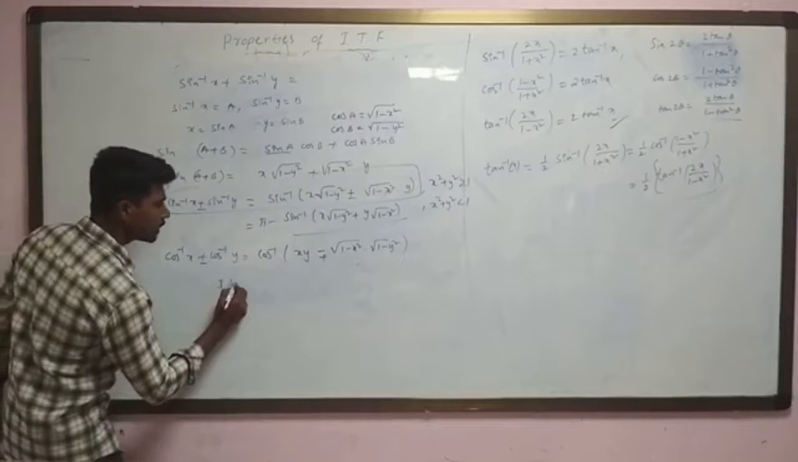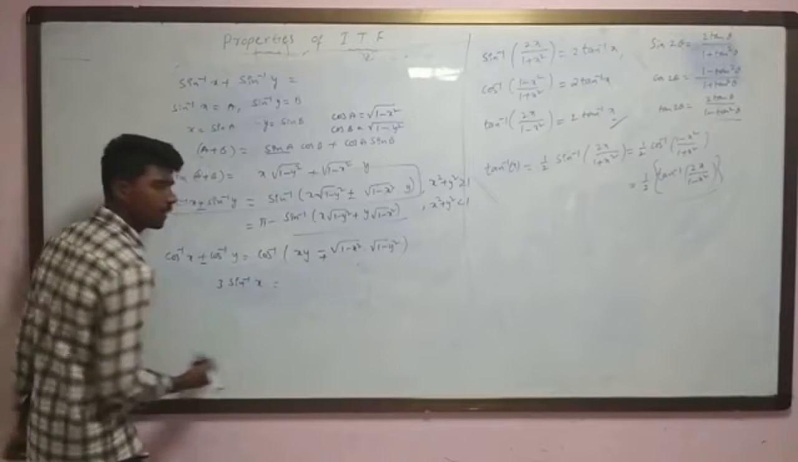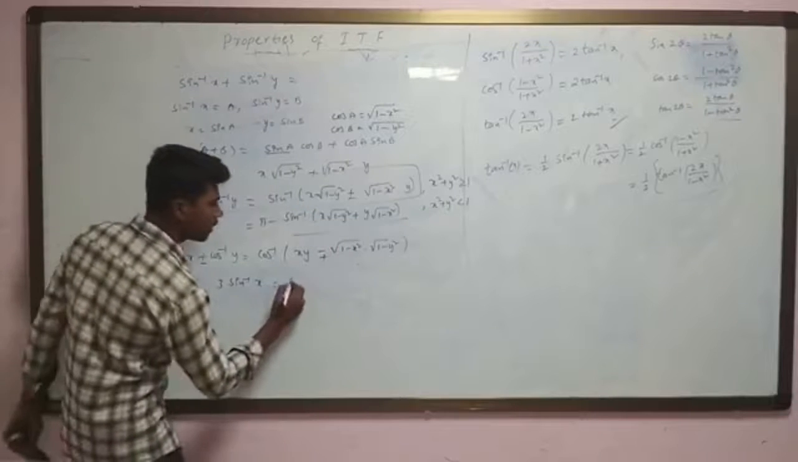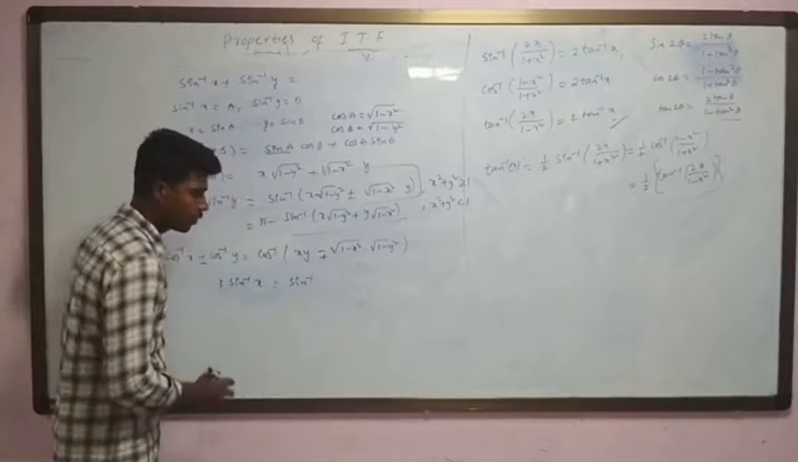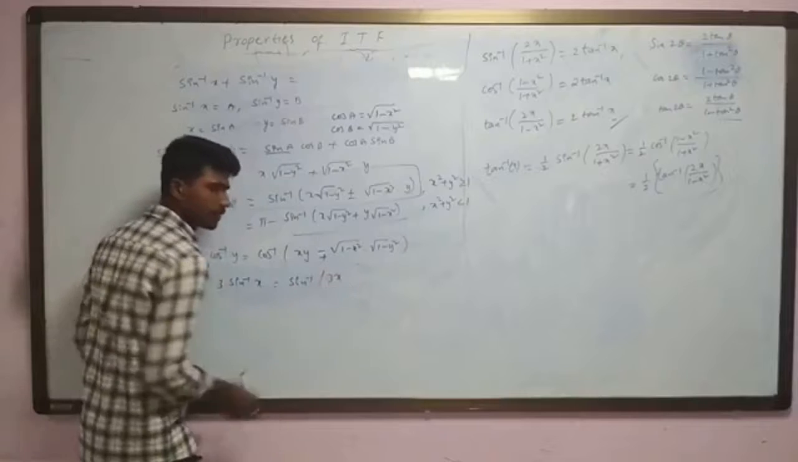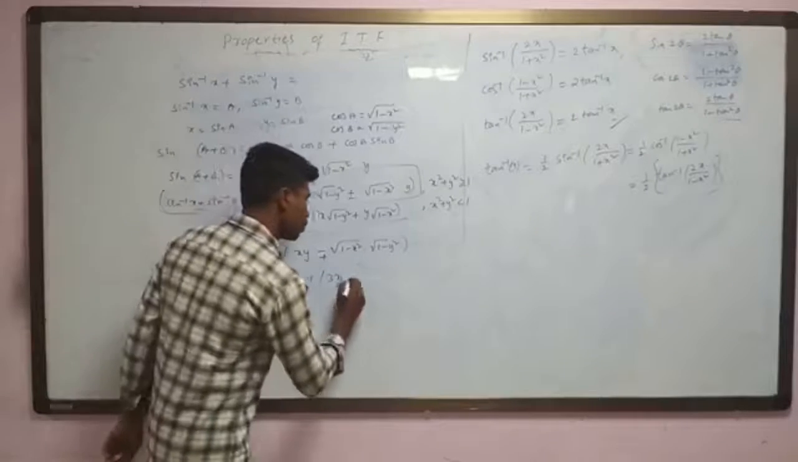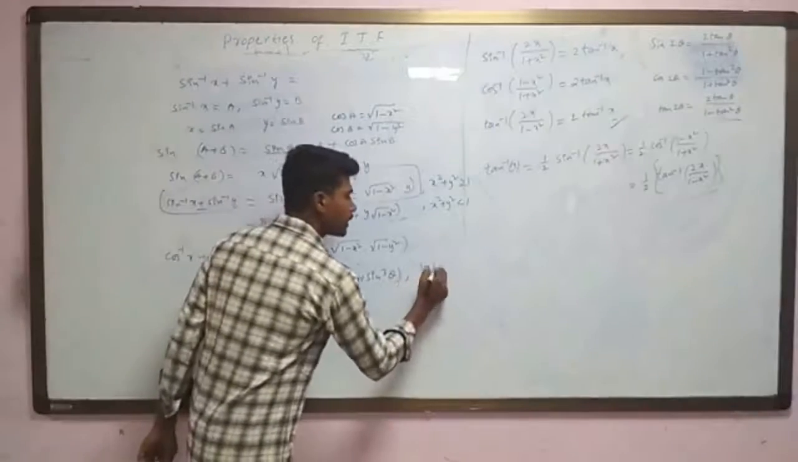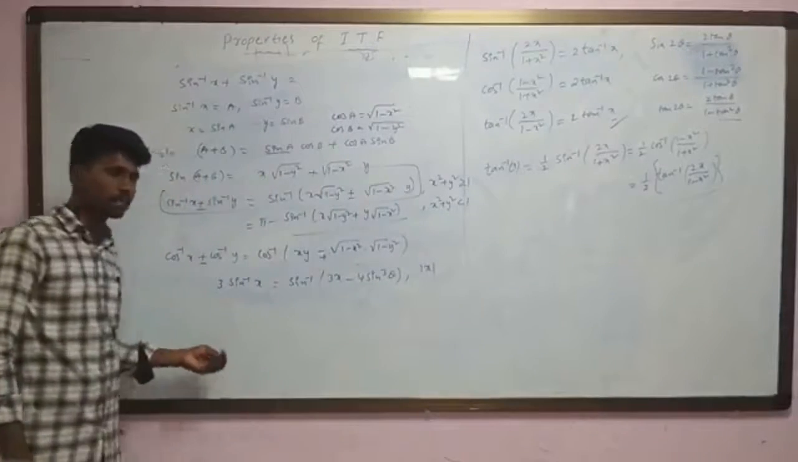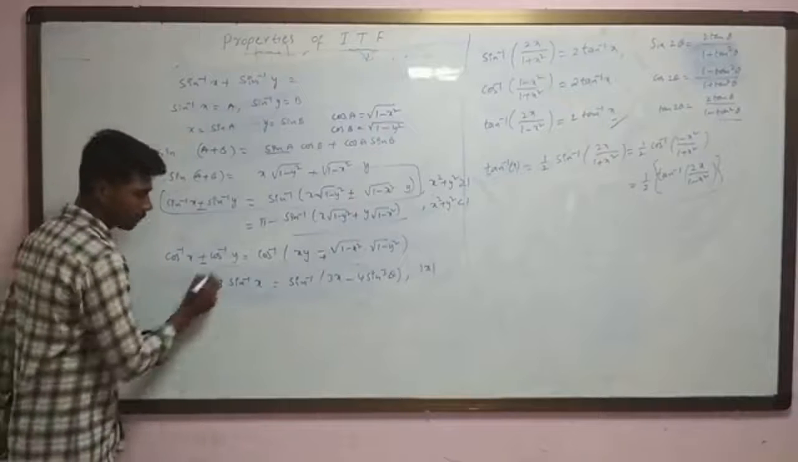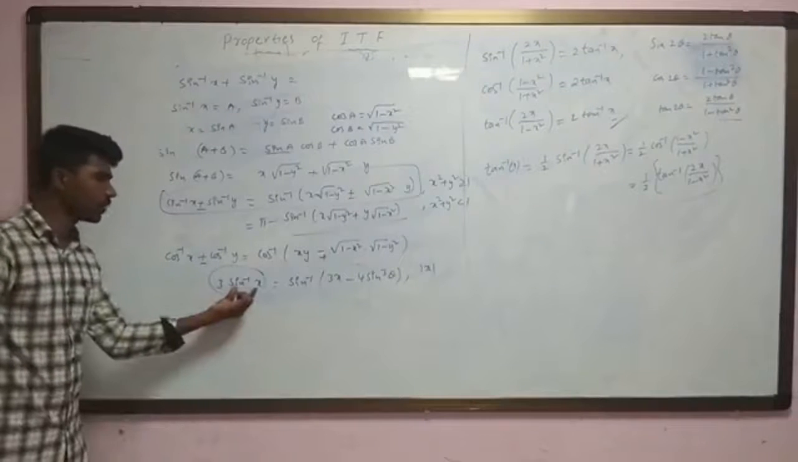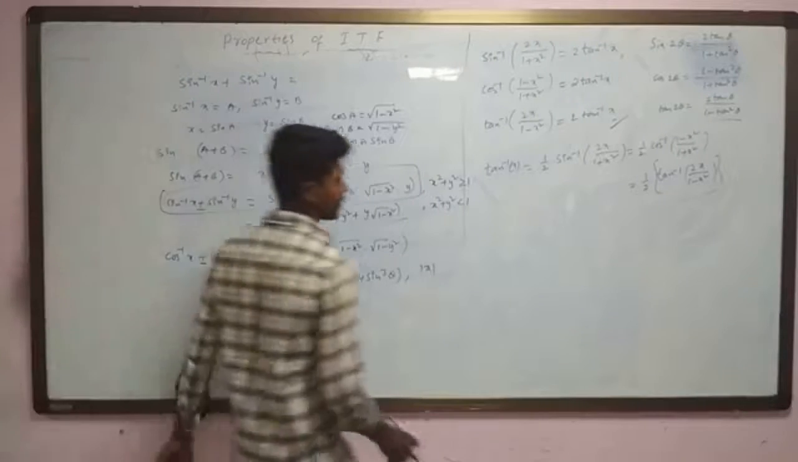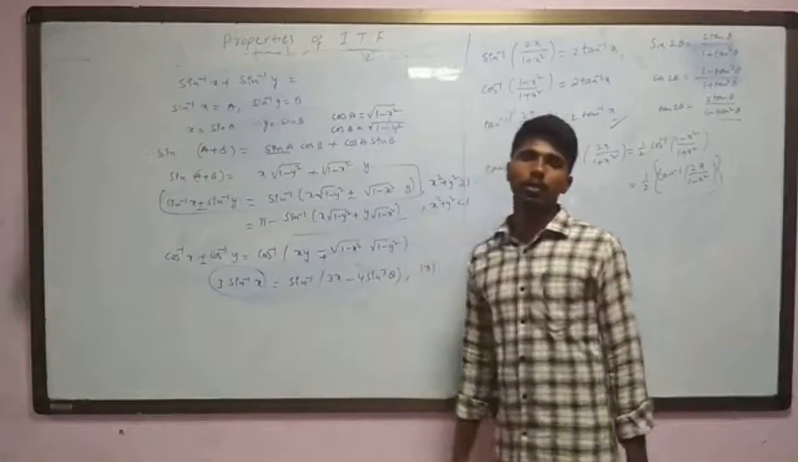So 3 sin inverse x can be written, using the sin 3 theta formula, as sin inverse of 3x minus 4x cube, that is 3 sin theta minus 4 sin cube theta. So where does x lie for this particular case? This total is sin inverse x, which is nothing but y, and y lies in between minus pi by 2 and pi by 2.